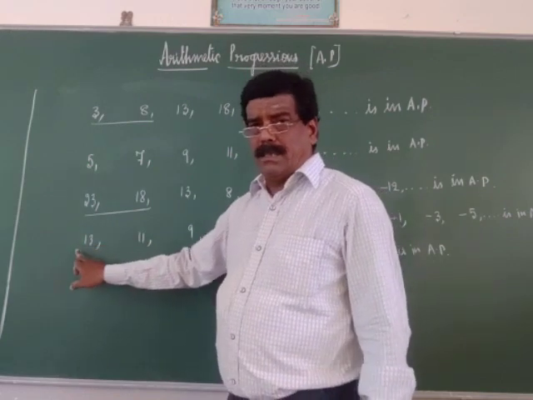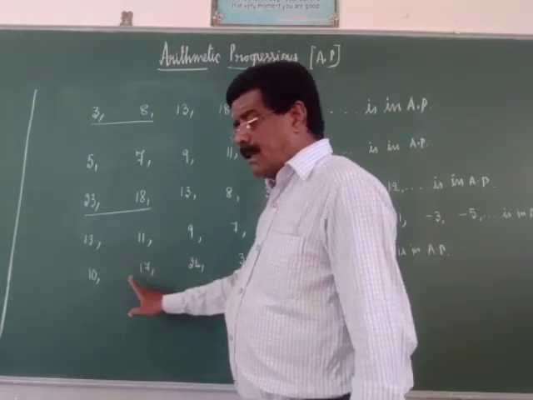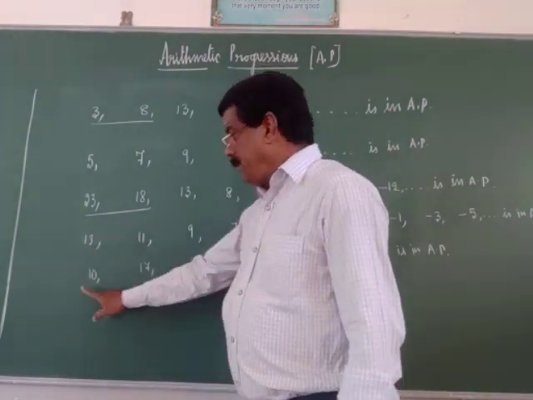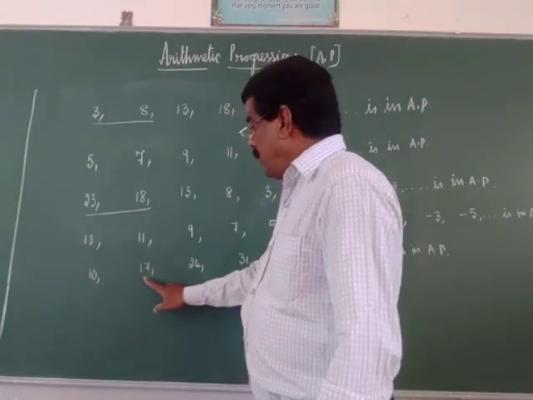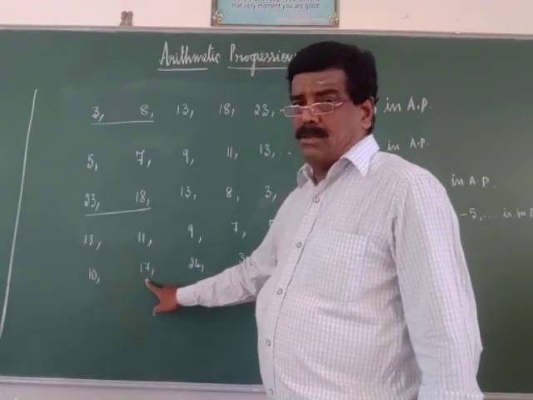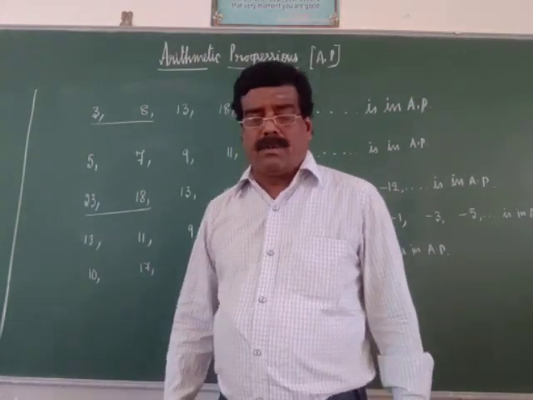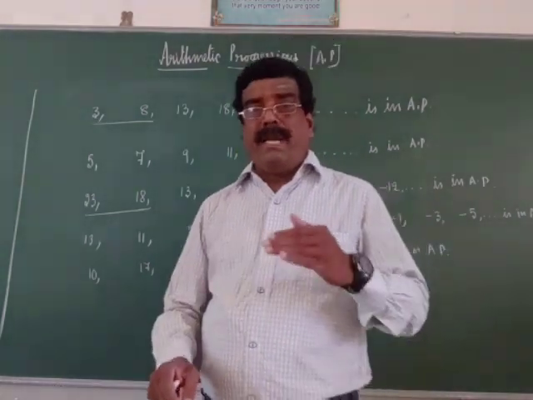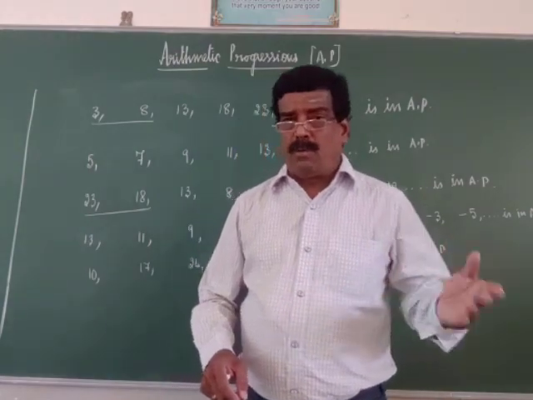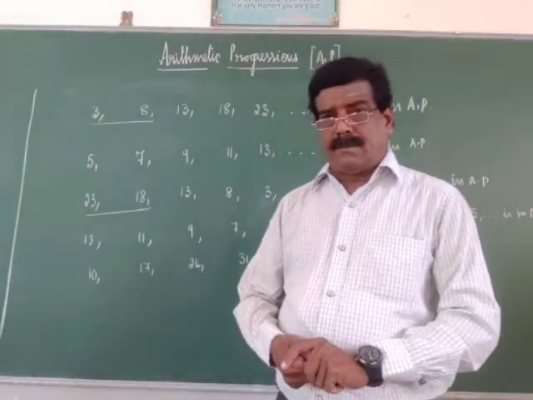11 minus 13 is how much? Minus 2. Similarly here, the first term is 10 and the common difference is positive 7, because 17 minus 10 is positive 7. Like this, you have to understand the basics of AP before going to the next.